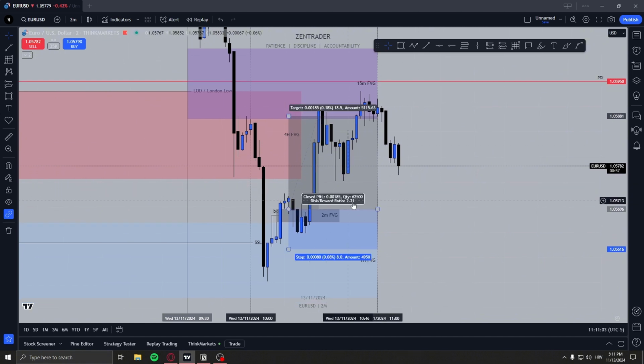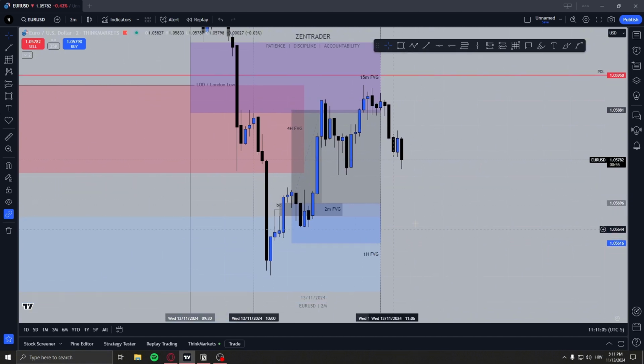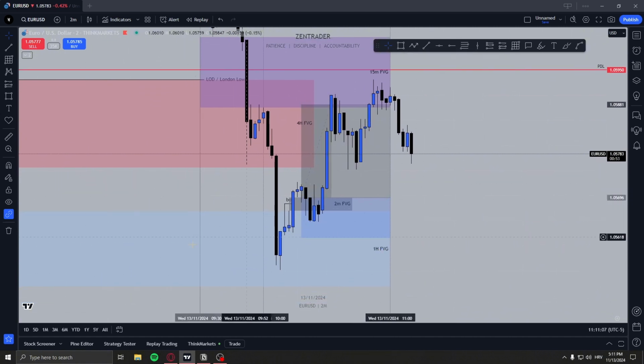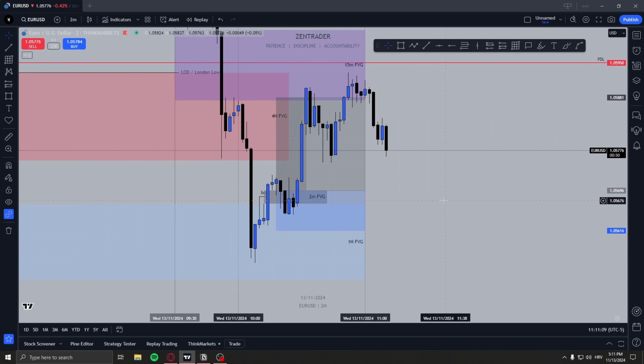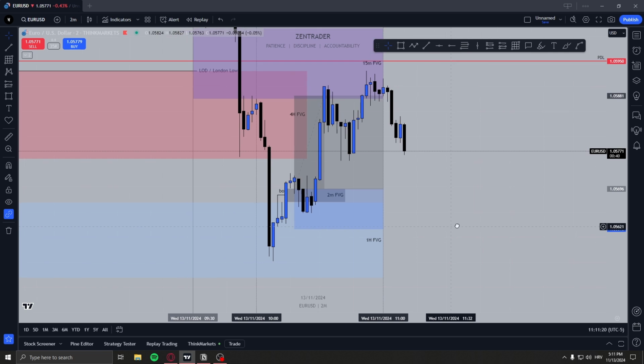Now, why did I not execute this? Well, because I did not see this sell side liquidity sweep. So I was looking at price like this, and the model started playing out. I was like, why is this model playing out? We don't have any sweep of liquidity, only 1 hour. This is not my A plus setup.